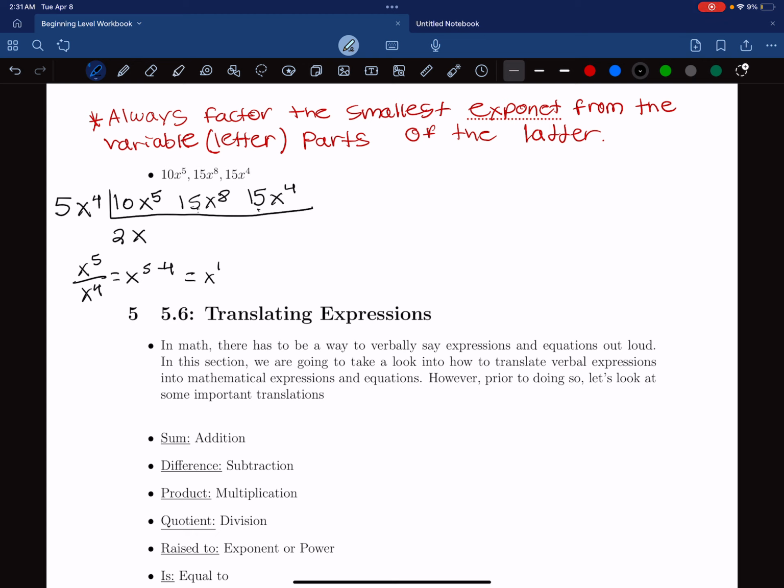And then 15 divided by 5 is 3. And then x to the 8th divided by x to the 4th, that is 8 minus 4, which is 4. So here we're left with 3x to the 4th. And then 15 divided by 5 is 3. And then we're going to divide x to the 4th by x to the 4th, which just cancels. So we're just left with 5.